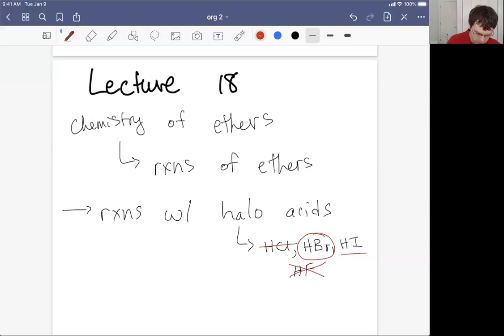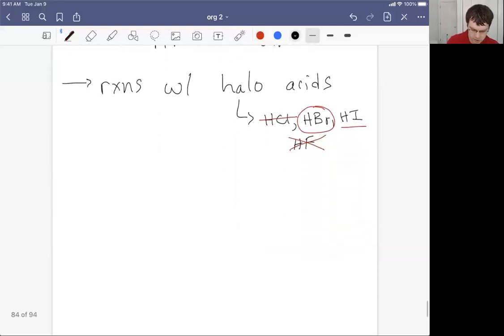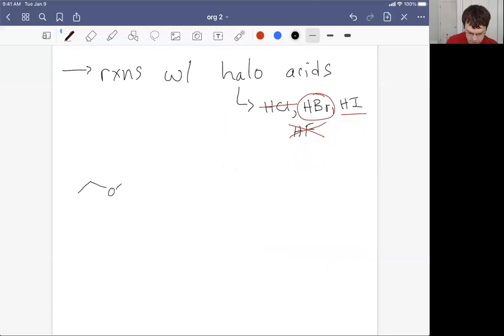Okay, so anyway, what do we do with ethers and acids like HBr? Well, if we take diethyl ether, that's a really good starting ether to consider. We can react that with HBr, and then the products of the reaction will be ethanol and bromoethane. So we get two products.